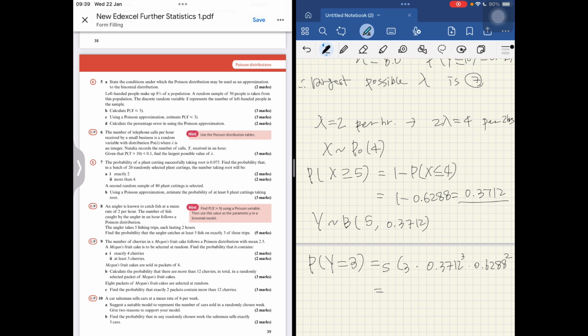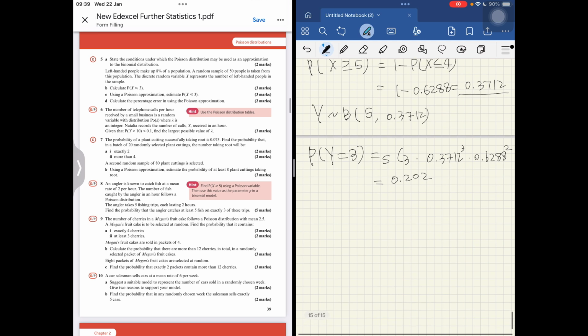5C3 times 0.5 to the power of 3 times 0.5 to the power of 2, which gives 0.202.